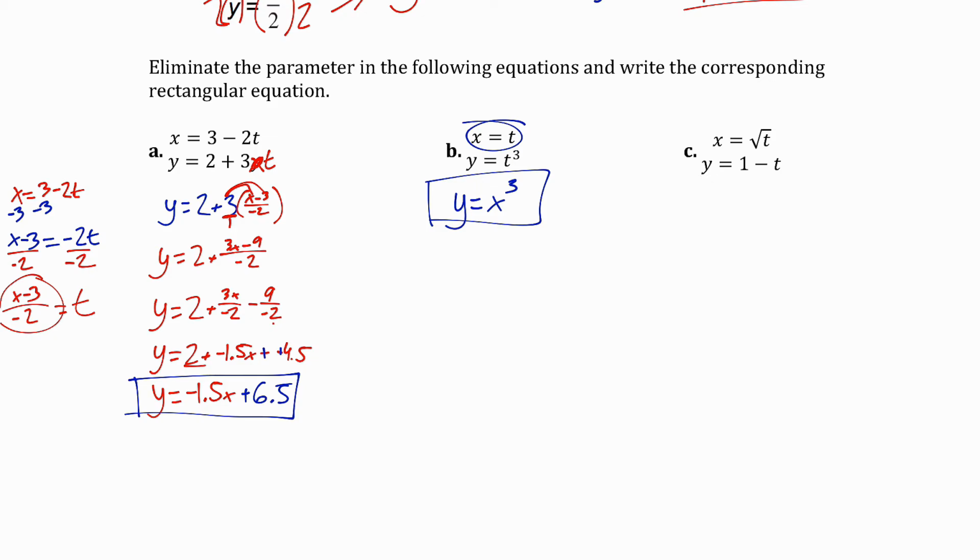So, letter C, we got x equals the square root of t, and we got y equals 1 minus t. I'm actually going to solve the first one. It does not make a difference. I can show you what happens. I will show you what happens when you solve the second one.